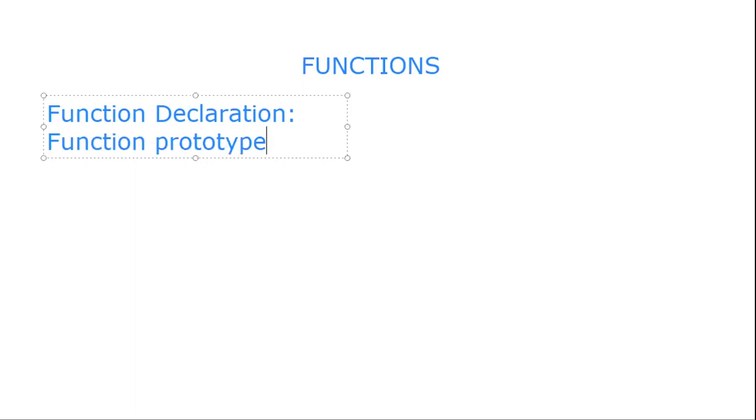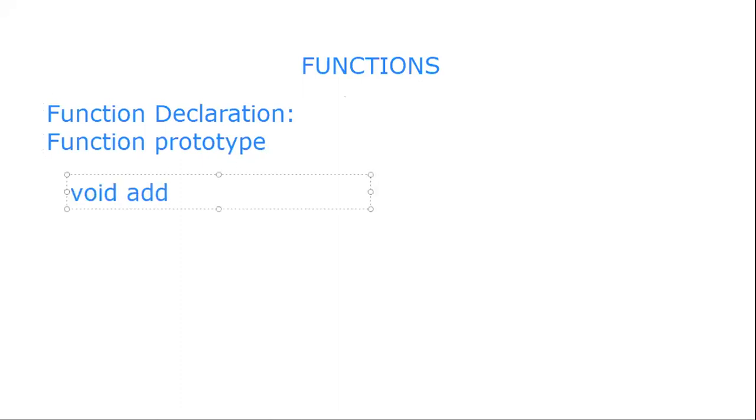Function prototype is the first statement. So here if we are defining void add, where add is the name of the function, and then we are giving the variables int a, comma, int b. This statement is called function declaration, or it is also called function prototype.